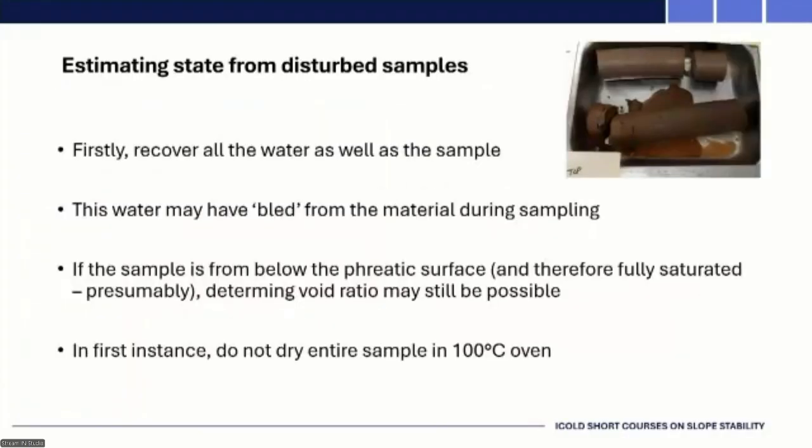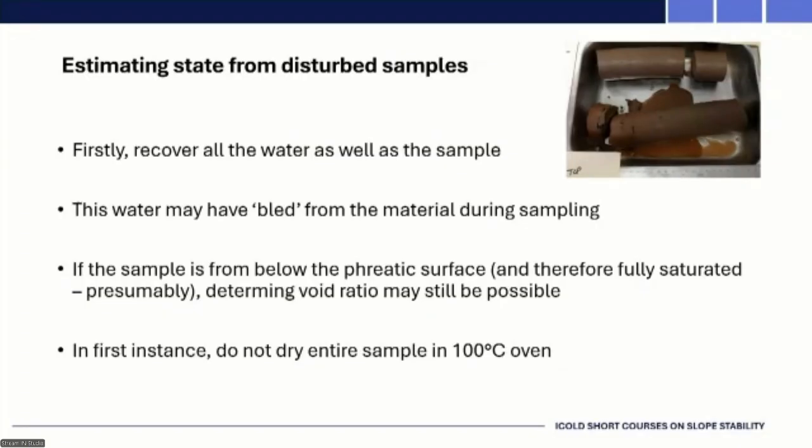Well, try and get as much of the water as you can. Accept the fact that you've disturbed it, but really, if you think about it, if you can capture all the water from the sample, you can get a pretty good estimated void ratio, as long as it's from below the phreatic surface. Because what is it? Void ratio equals water content times specific gravity. So if you can get the water content, you can get the void ratio. A pretty good estimate in many cases. So if it's fully saturated, you might still be able to determine void ratio. And if you just want to know, am I above or below the critical state line, this may be sufficient.